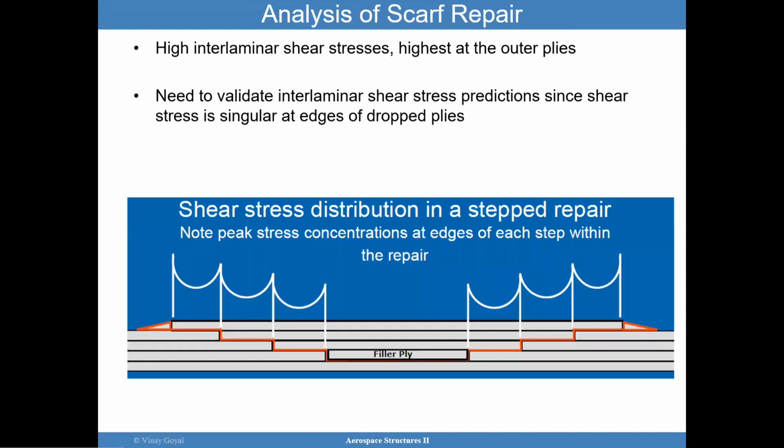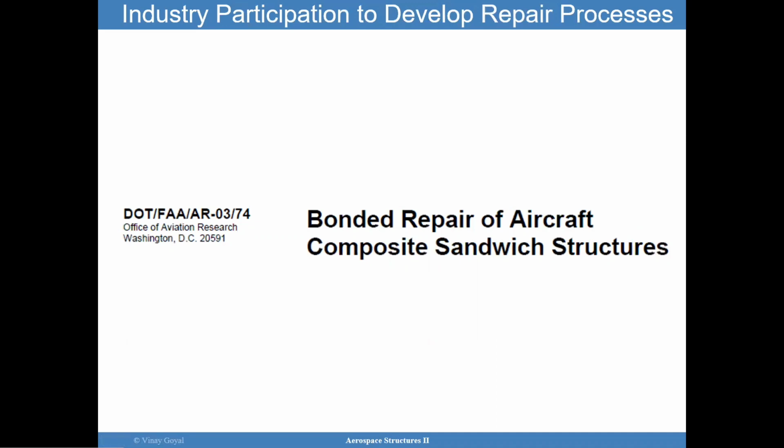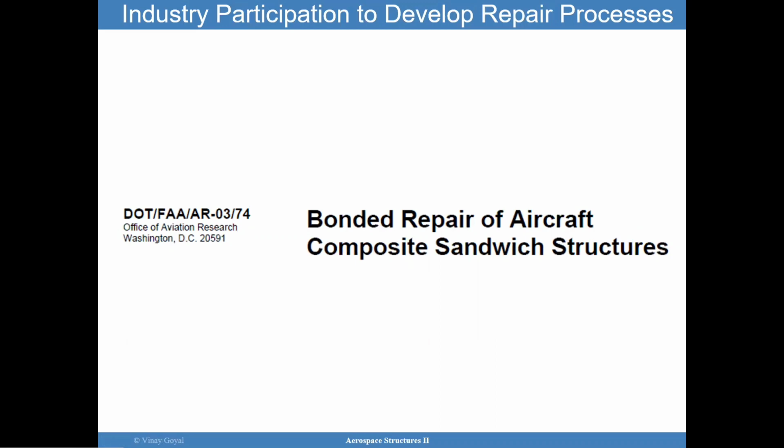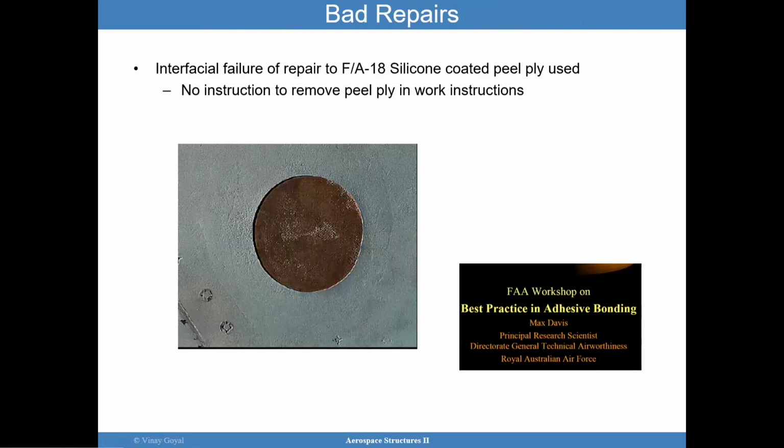Here's an example of what the stress distribution looks like in a step repair. You're going to have the highest stresses at the edges of each of these ply drop-offs. And so you want to be able to calculate the interlaminar stresses with a simple calculation and make sure you don't have an issue. Here's a recommended FAA paper on bonded repair of aircraft composite sandwich structures that I recommend you go through. So feel free to pause the video there and download this particular paper.